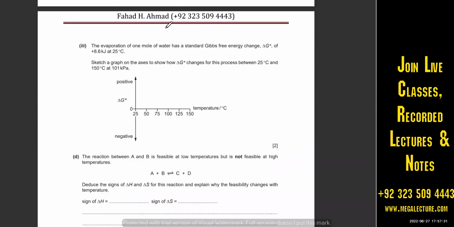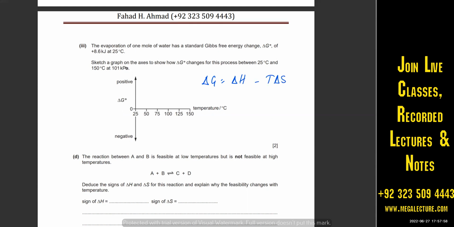Over here, he's saying that the evaporation of 1 mole of water has a standard Gibbs free energy of delta G of plus 8.6 at 25 centigrade. Sketch the graph on the axis to show how the delta G changes for this process between 25 and 150, at 101 kilopascal. So what's the relationship? Delta G is equal to delta H minus T delta S.